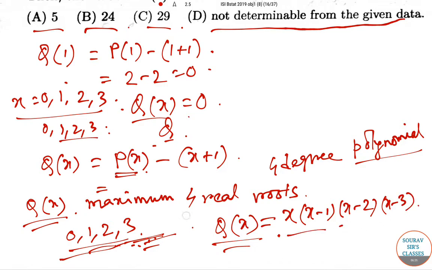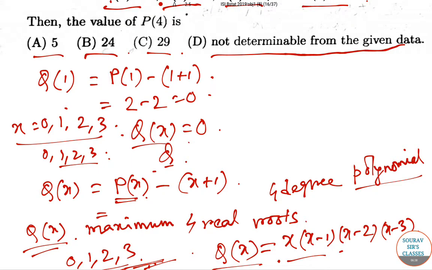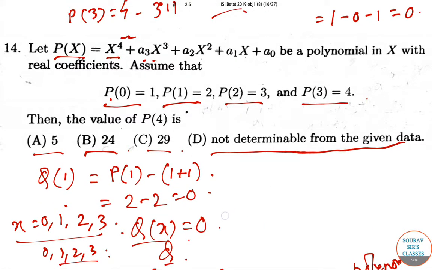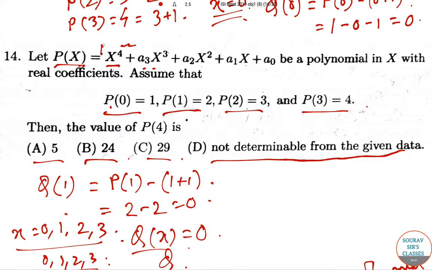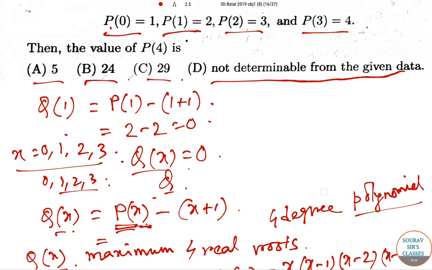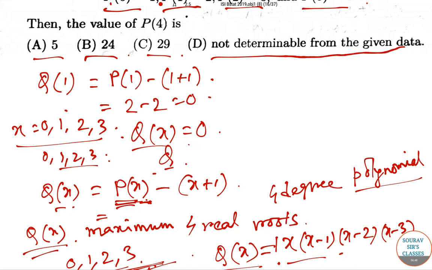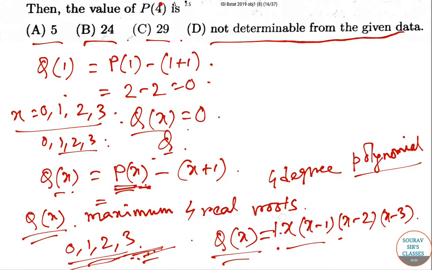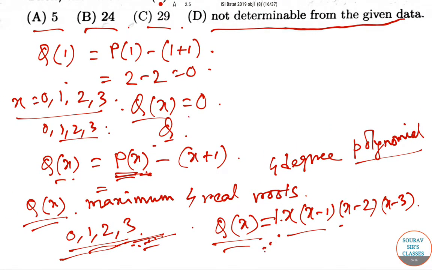As the coefficient of x to the power 4 in Q(x) is same as the coefficient of x to the power 4 in P(x), which is nothing but 1, so we are keeping 1 here. So here Q(x) equal to x into x minus 1 into x minus 2 into x minus 3.